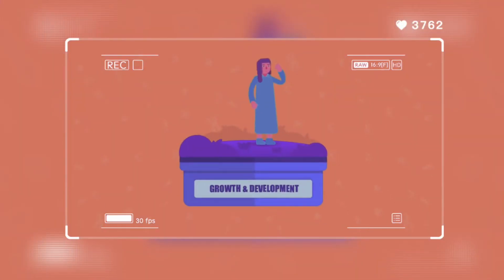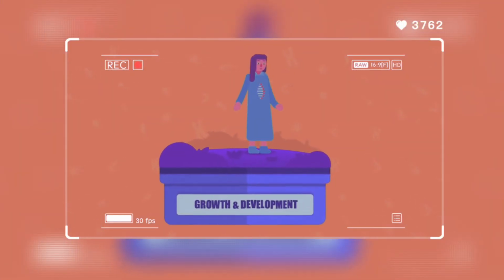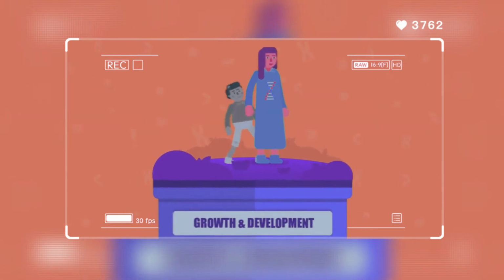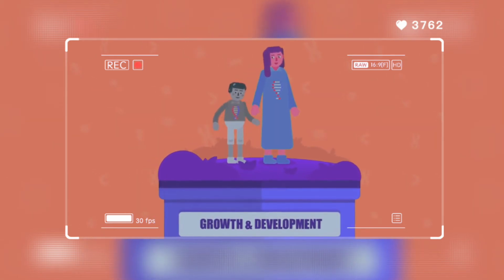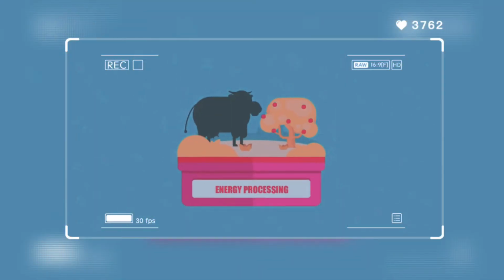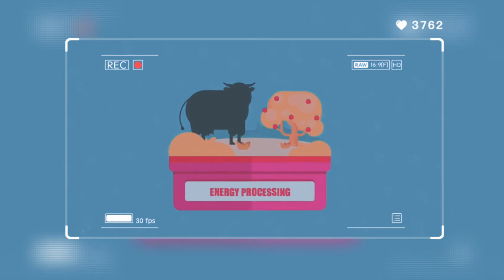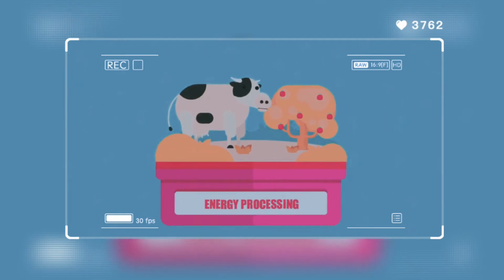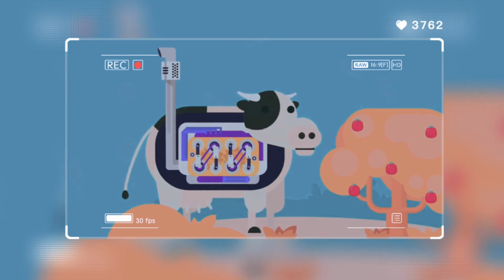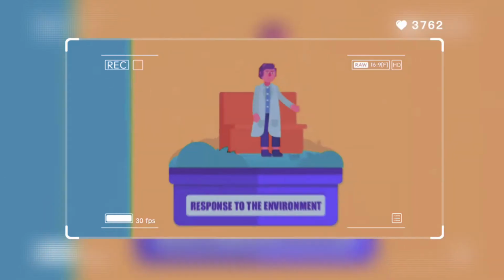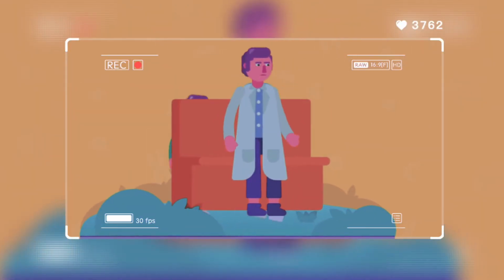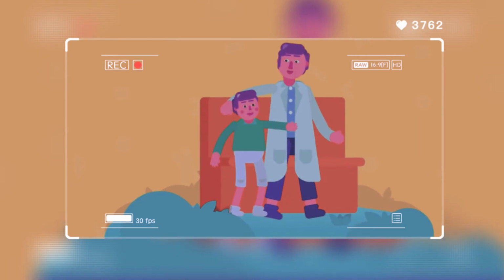3. Growth and development. Inherited information in the form of DNA controls the pattern of growth and development of all organisms. You most probably look like your parents or a close relative, thanks to the genes. 4. Energy processing. We humans eat food to get energy. The food we eat has also eaten some food to utilize its stored chemical energy in order to power its own activities and chemical reactions. 5. Response to the environment. All organisms respond to environmental stimuli. This is why you laugh when you are tickled.